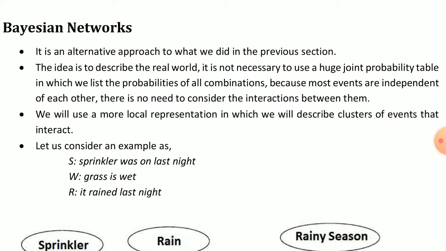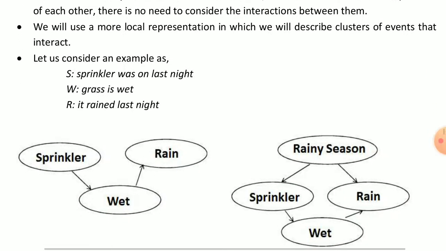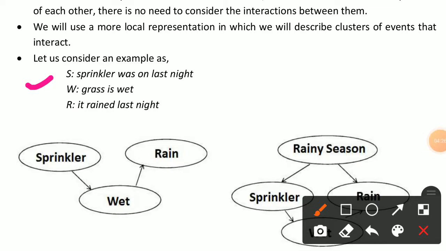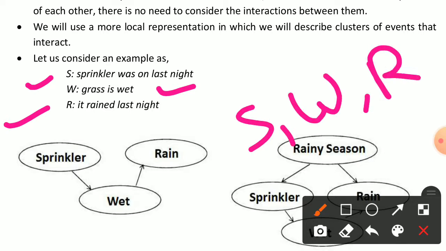So here we can consider an example. In the example we can take sprinkler, rain and wet. S is the sprinkler was on last night, W is the grass is wet, and R is it rained last night. So these three are short forms, S, W and R.